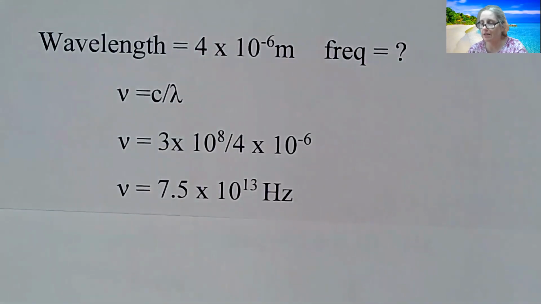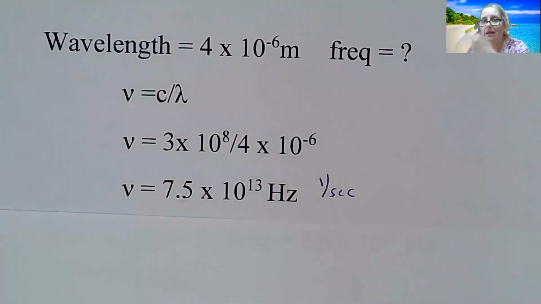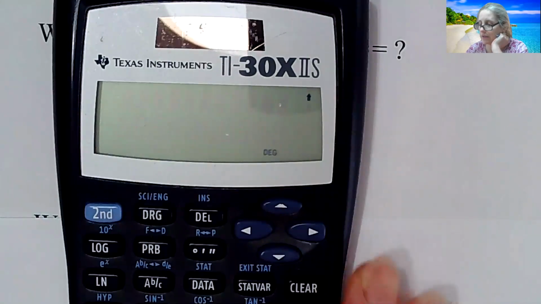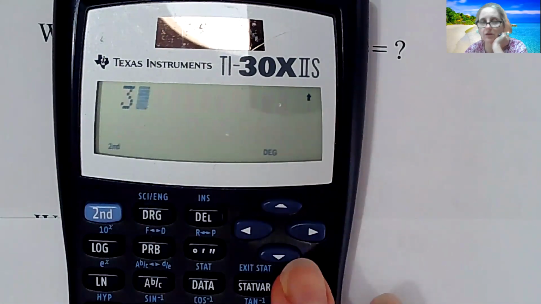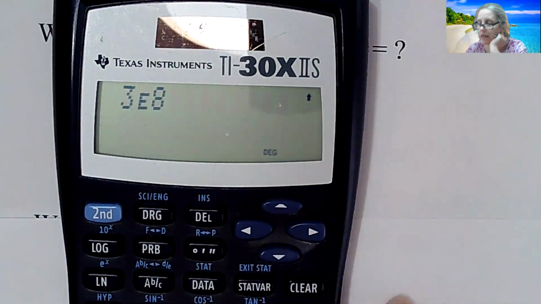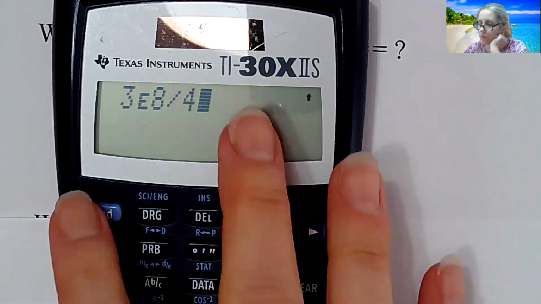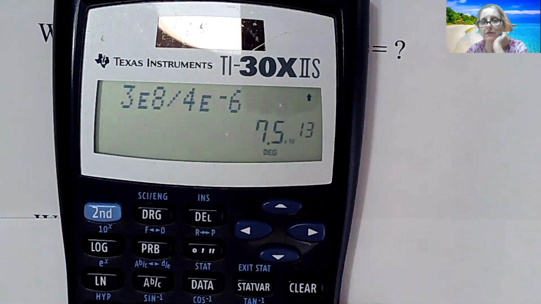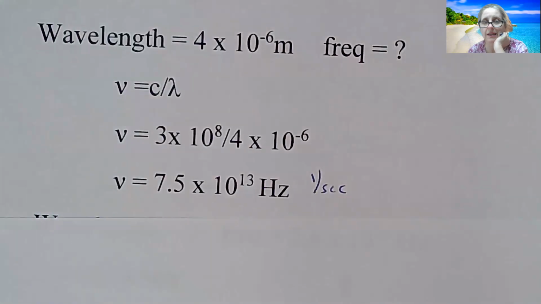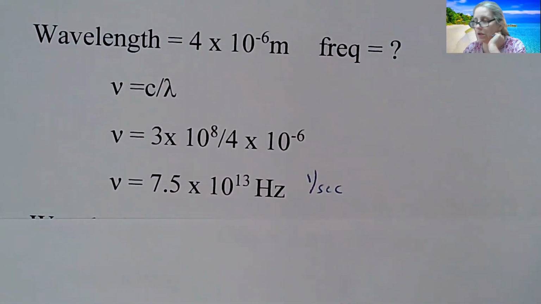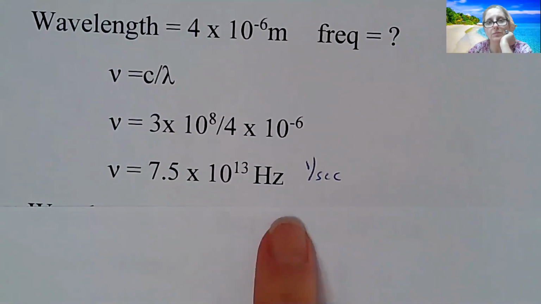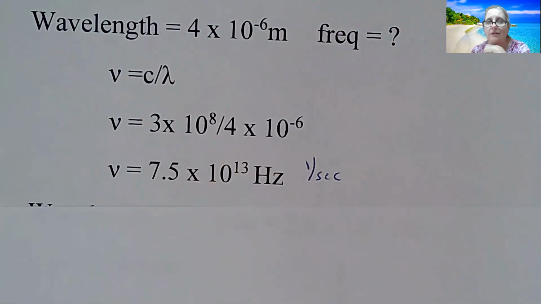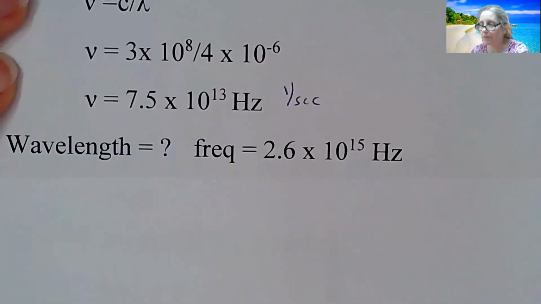You could also write that in as well. I will take any kind of unit as long as it's the correct unit for that. So again, using your calculators, you're going to type in 3, second function EE, 8, hit the division key, and then take 4, second function EE, negative 6, and I'm going to get 7.5 times 10 to the 13th as my answer. And I strongly urge you to use that double E function. Otherwise, you have to put things in parentheses if you use the 10 caret on your calculator, and it just becomes a little bit more of a pain.